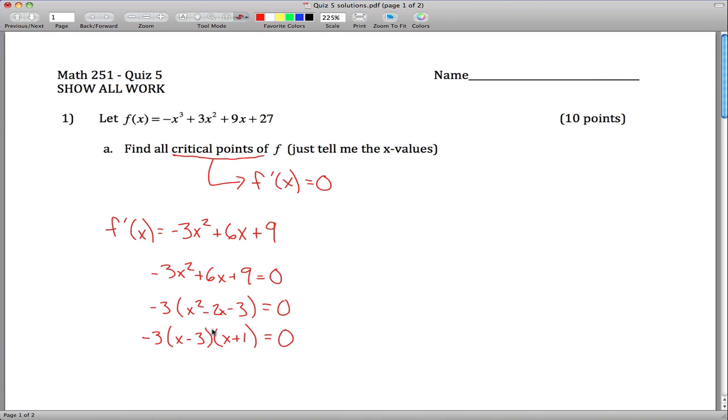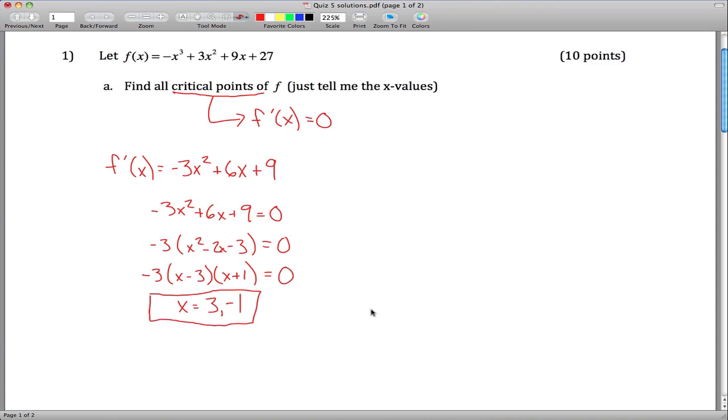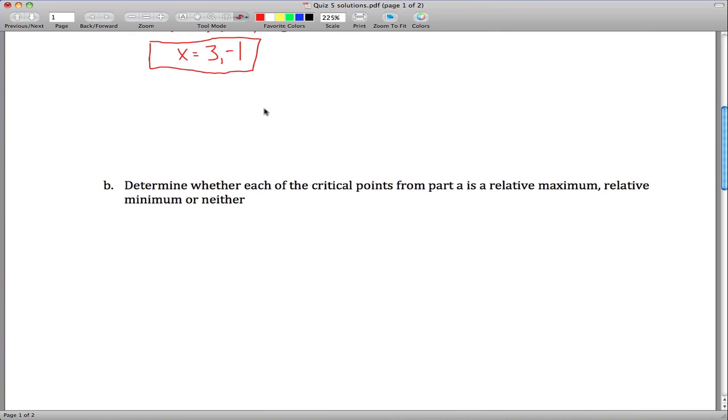Once you have it in this form, we have something times something equals 0. Negative 3 never equals 0. This will equal 0 when x equals positive 3. This will equal 0 when x equals negative 1. So these right here are the critical points of f.